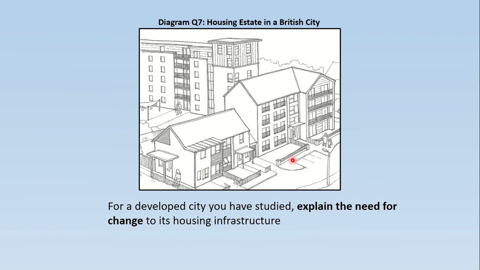So, let's look at the exam question. For a developed city that you've studied, that's Edinburgh, explain the need for change to its housing infrastructure. Now, I've not given you a mark here, but aim for like 7, 8, 9, 10 marks. And remember, you're focusing on the need for change. So, explaining the problems that Edinburgh has currently. Explaining the difficulties faced by people in either acquiring accommodation or in affording accommodation, or explain the difficulties that residents experience in their accommodation.